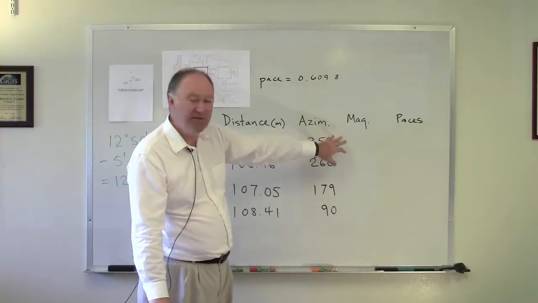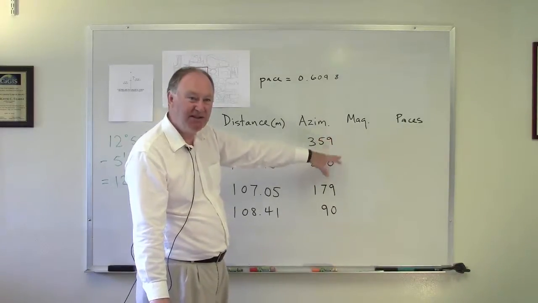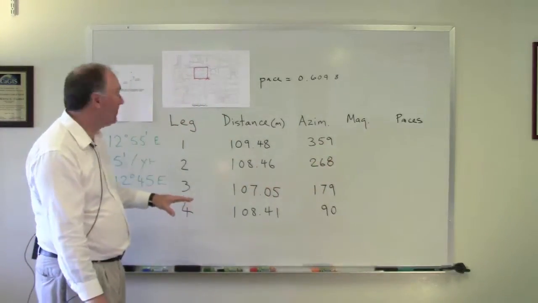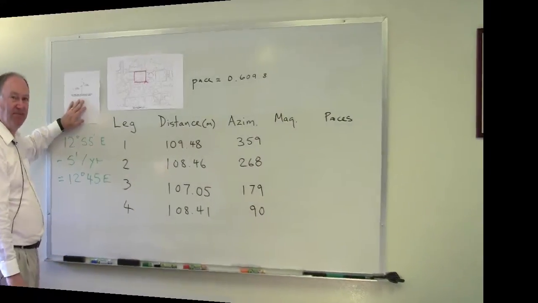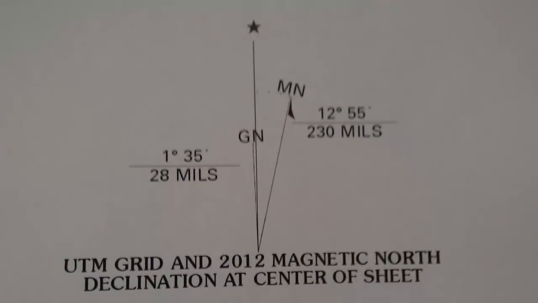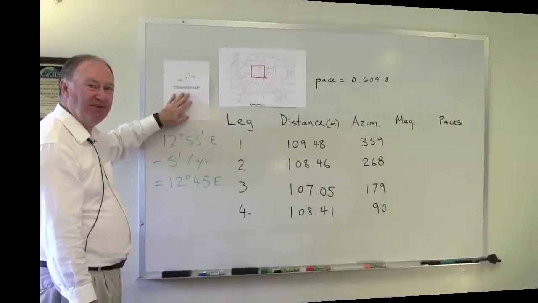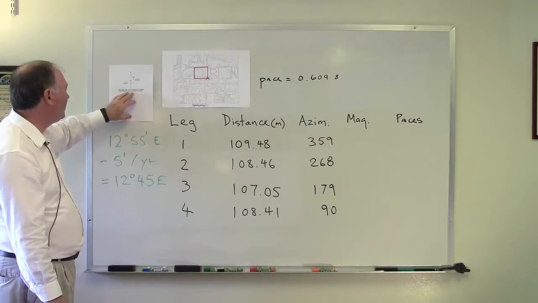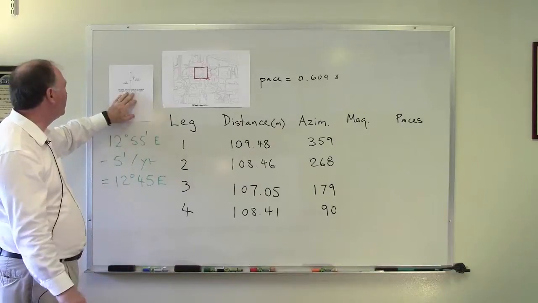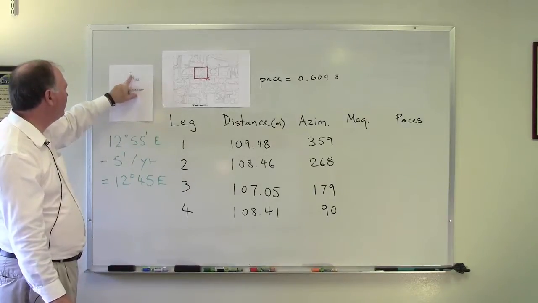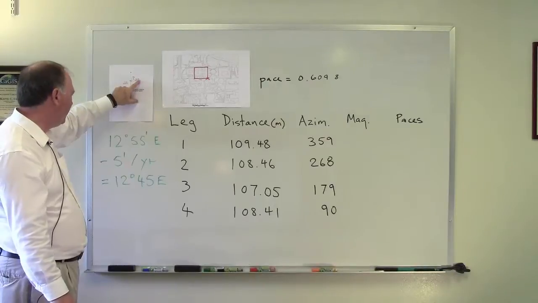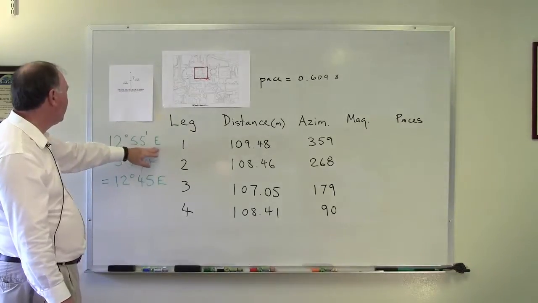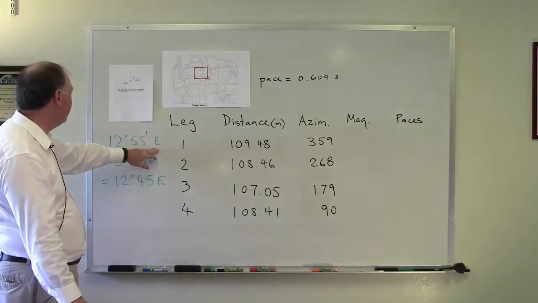So to move to magnetic north for the compass that I'm going to use in the field, for each of the legs, the compass bearing along which I'm going to walk, I need to know something about the declination. So here's the declination diagram that I've copied from the topographic map. It gives us the 2012 magnetic north declination at the center of the sheet, so it's a little bit of an approximation. And it gives that declination from true north of 12 degrees and 55 minutes. And that's 12 degrees 55 minutes east of true north.